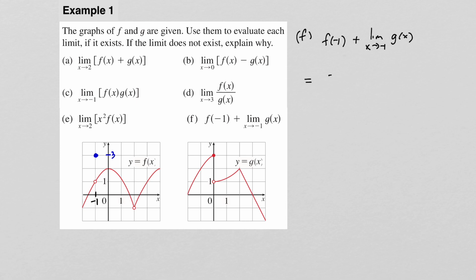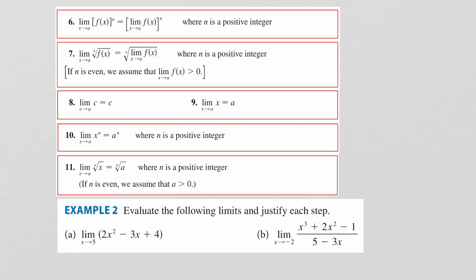So we know that that value is 3 plus, and then we have the limit of g of x as x approaches -1. Again, -1 is right here. As x approaches -1, the values of g are clearly getting closer to y equals 2. And so we have 3 plus 2, which is equal to 5.